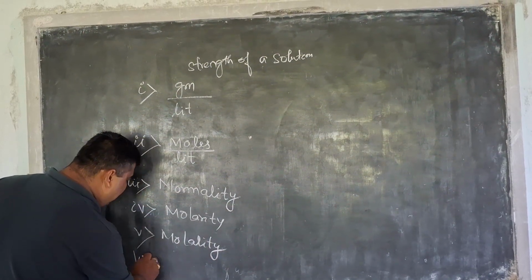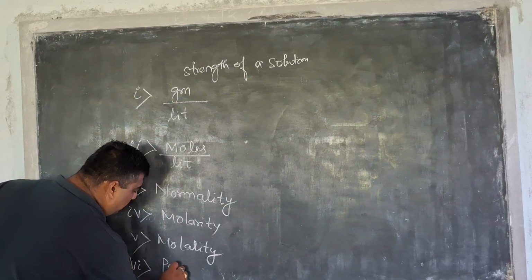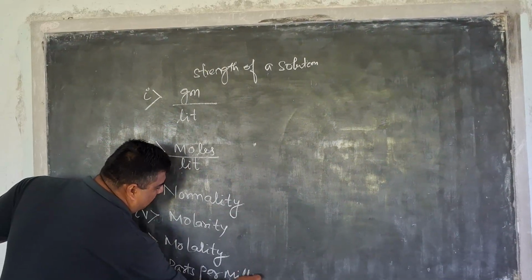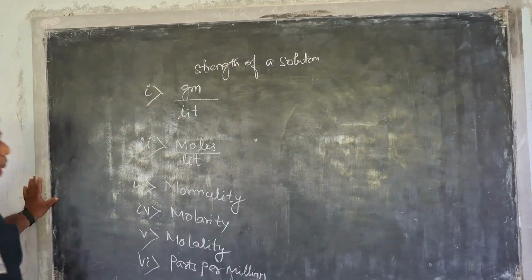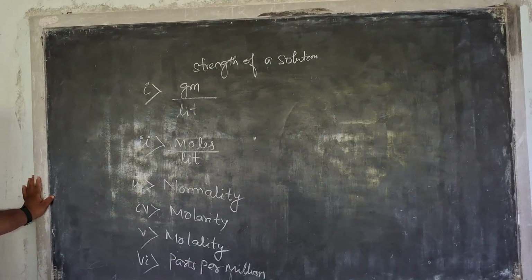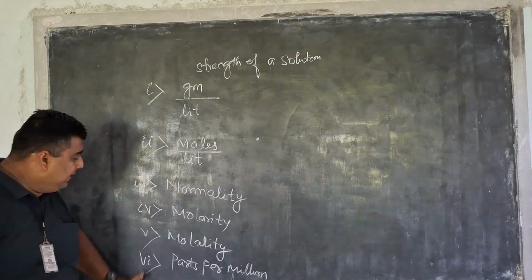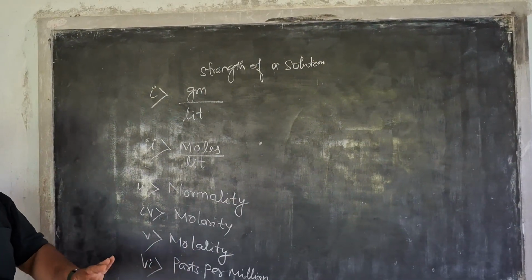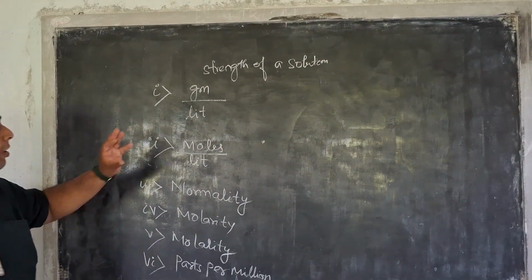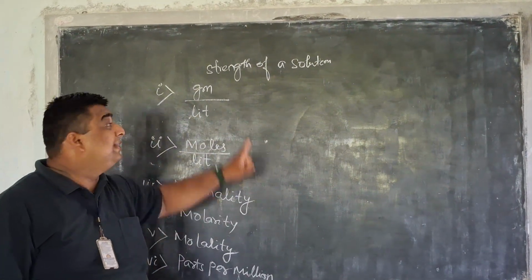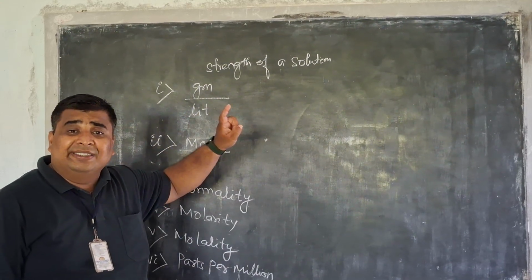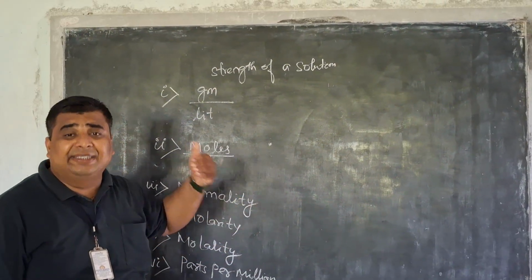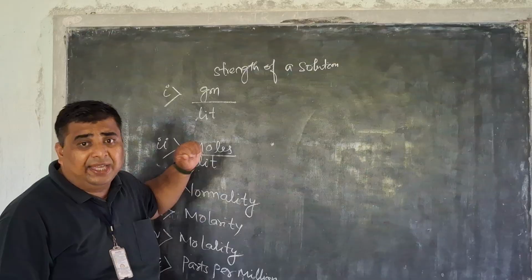And the sixth one is generally ppm, parts per million. Remember, I will explain details of these 6 ways to represent the strength of a solution. Okay? So starting from these basic representations, every solution has its concentration or its strength. These are the different ways of representing the concentration or strength of a solution.